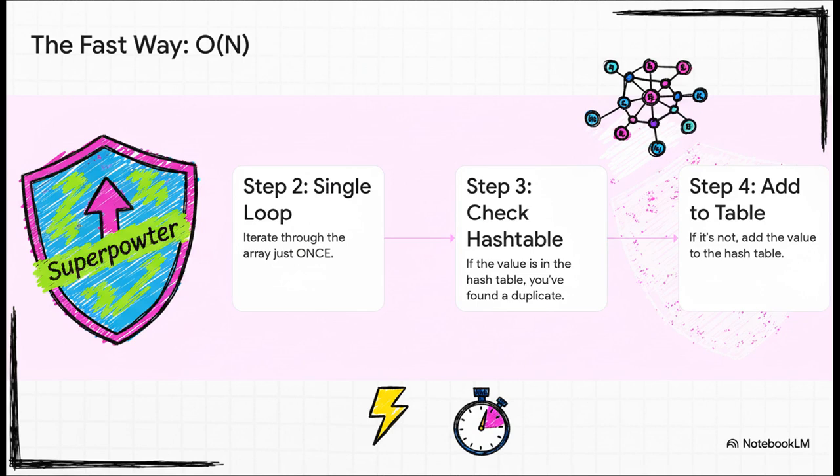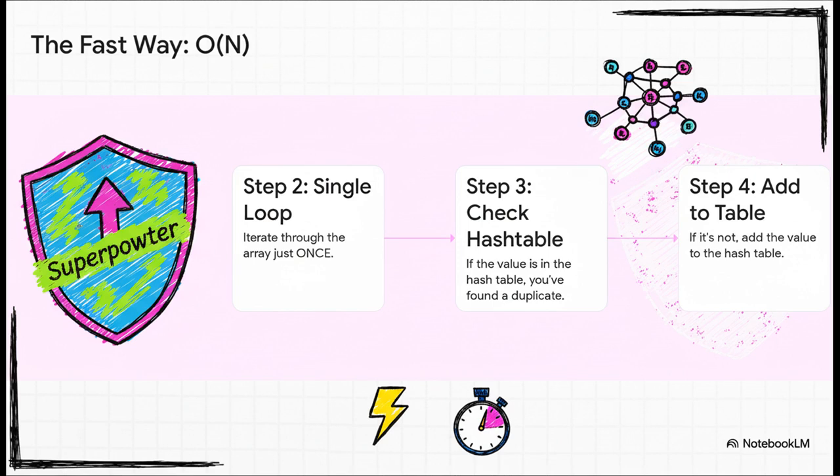We create an empty hash table. Then we make just one pass through our list of numbers. For each number, we ask the hash table, have you seen this before? If it says no, we add the number to the table. If it says yes, boom. That's it. You found the duplicate. We only had to look at each number once. This is an O(n) solution. We just went from what could have been millions of steps down to just a few thousand.